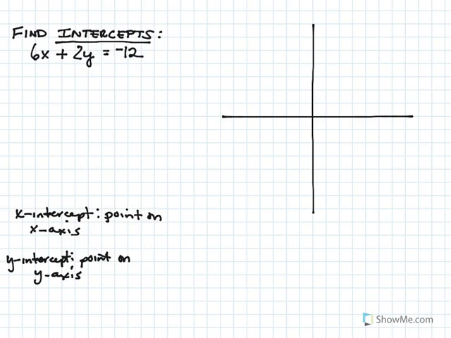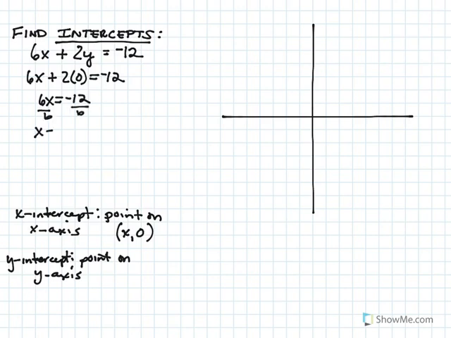So when you are trying to identify the x-intercept, you always make the y value 0 in the equation, and you solve for x. So I substituted in 0 for my y, and I'm solving for my x. So 6x equals, divide both sides by 6. X is -2. So our x-intercept is -2, 0.